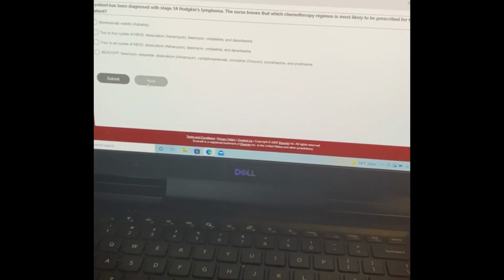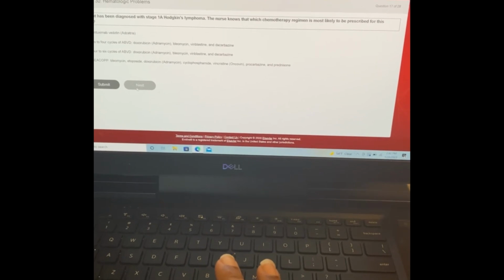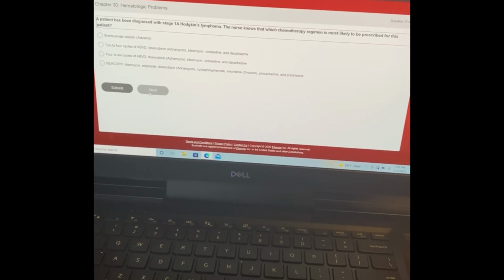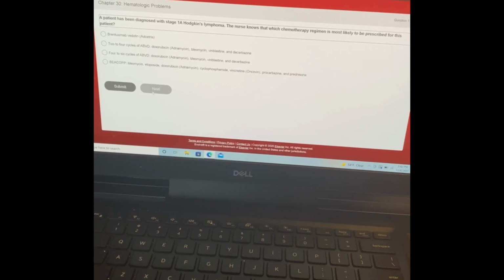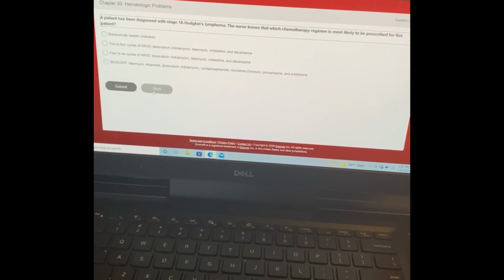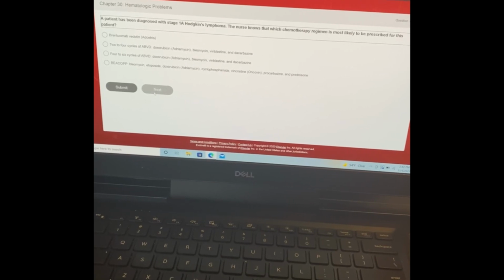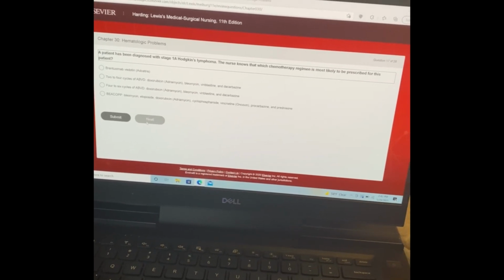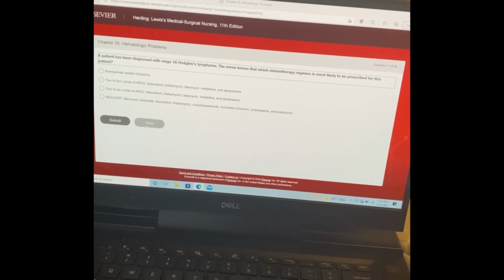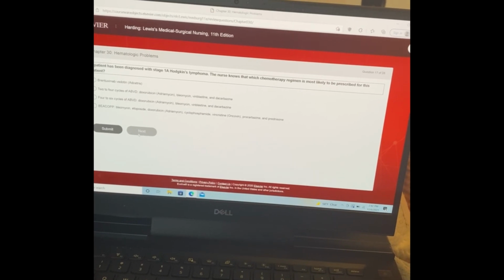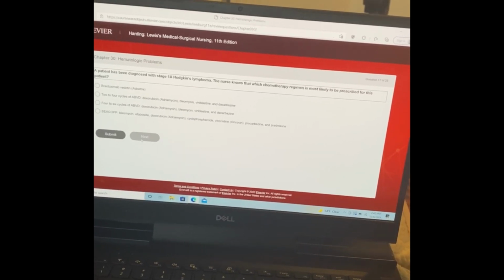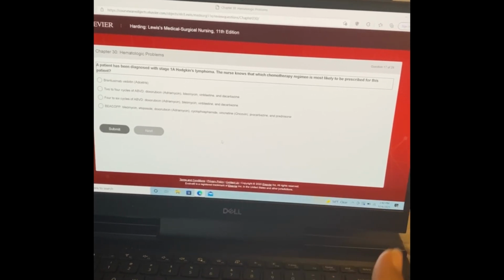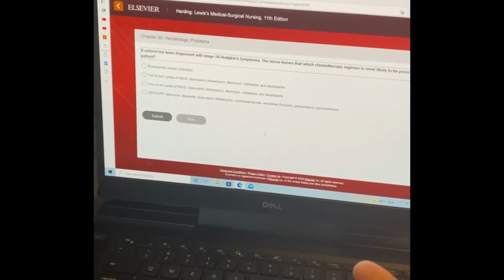Okay. Anyway, a patient has been diagnosed with stage 1 Hodgkin's lymphoma. The nurse knows which chemotherapy regimen is most likely to be prescribed for this patient. Okay, so these answers I don't even know. You would have to actually know what the treatment is, which I hate that they do questions like this because we're not doctors, so we're not gonna give them the treatment. Like, we don't just administer it.